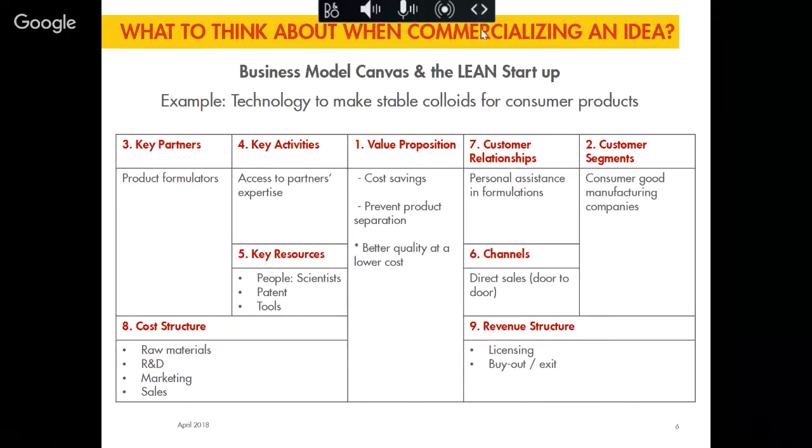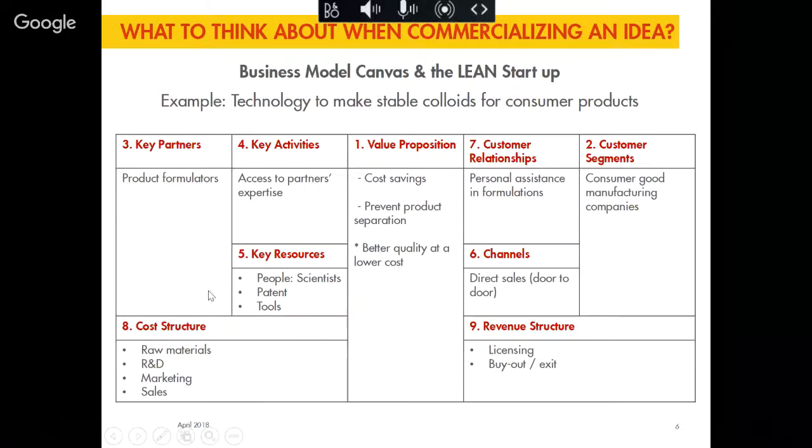Now, how will I reach my customers? It'll be through channels. That's number 6. Channels can be direct sales, face-to-face communication, or door-to-door knocking. And then what will set me apart from my competition is that I'll make sure that I develop a tailored solution for what my customer needs.